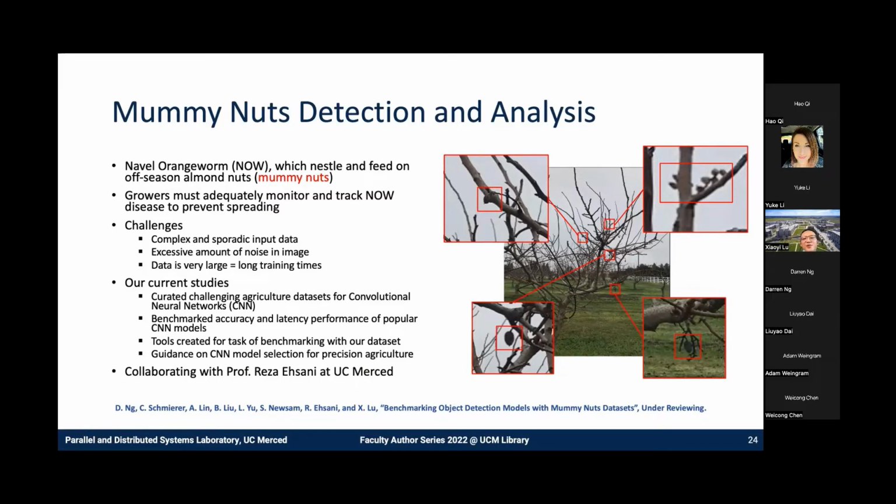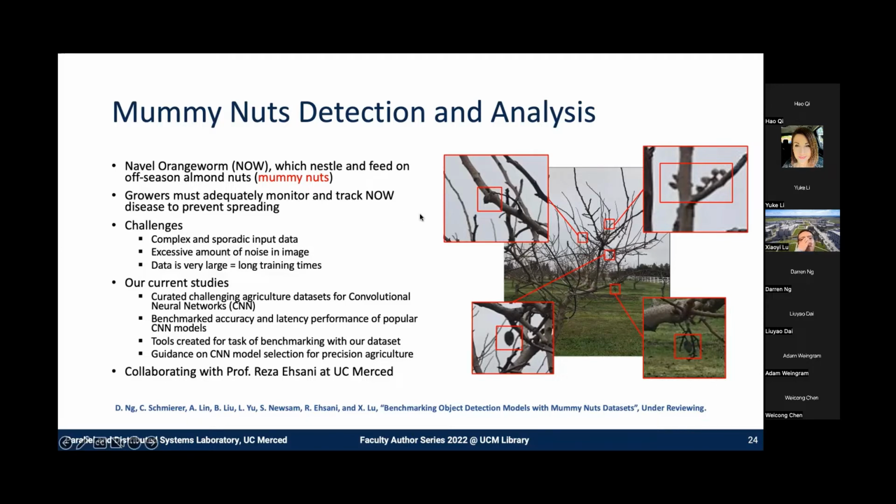I believe this is a very unique and interesting problem in California. Every winter, if you go across some almond trees, you can see some tiny nuts, as in this picture, still there on the tree. They are called mummy nuts. These mummy nuts bring a lot of problems for food health and also influence the next year's nut growing. I don't fully understand the science behind it, but this is the problem.